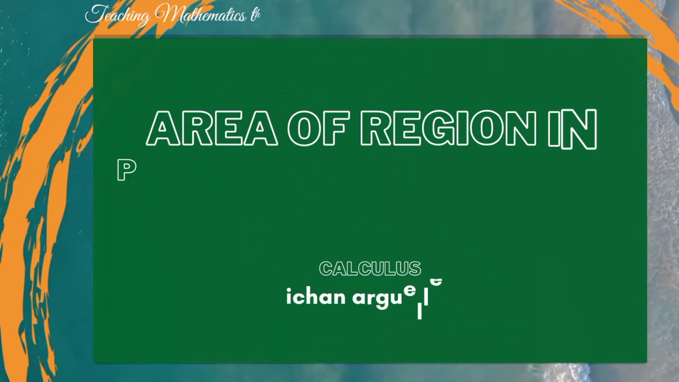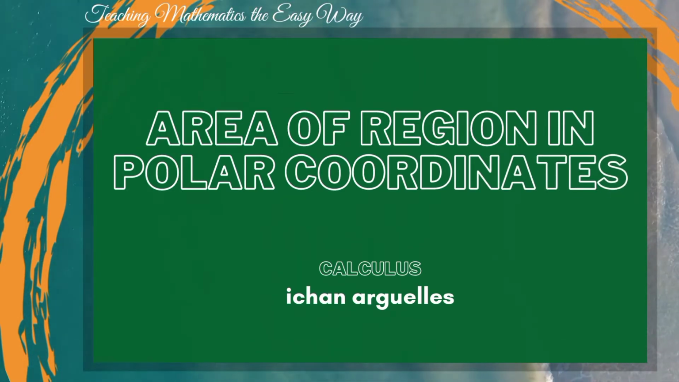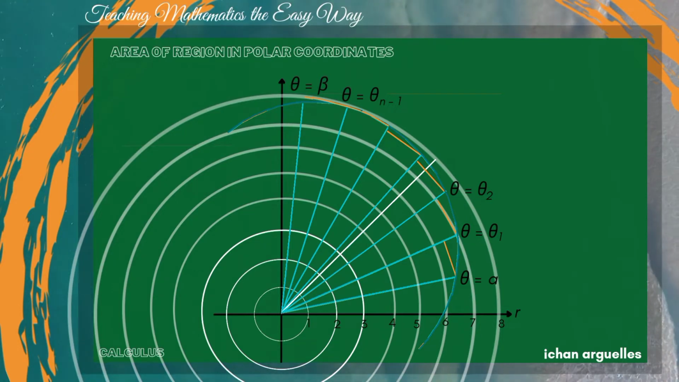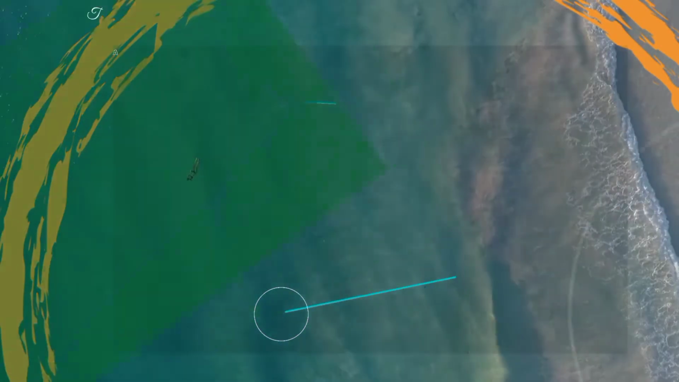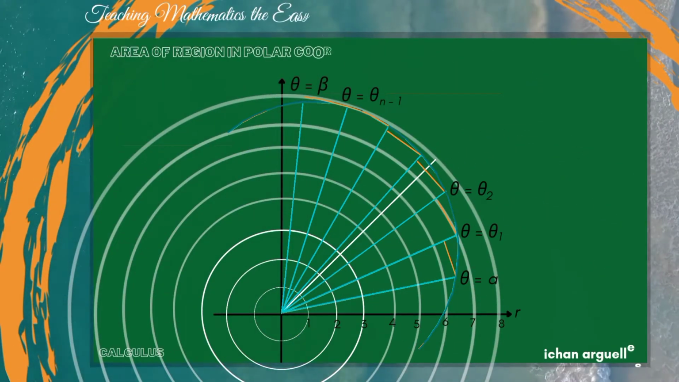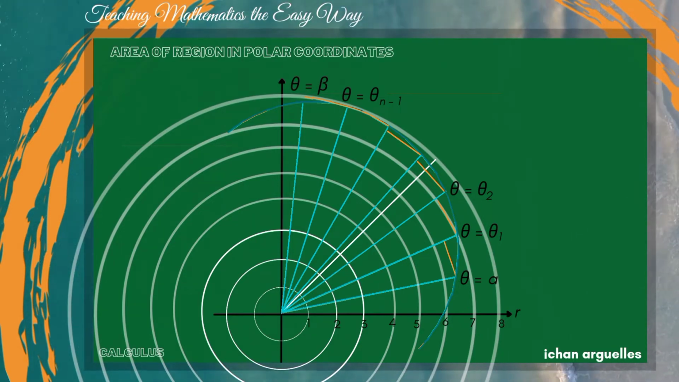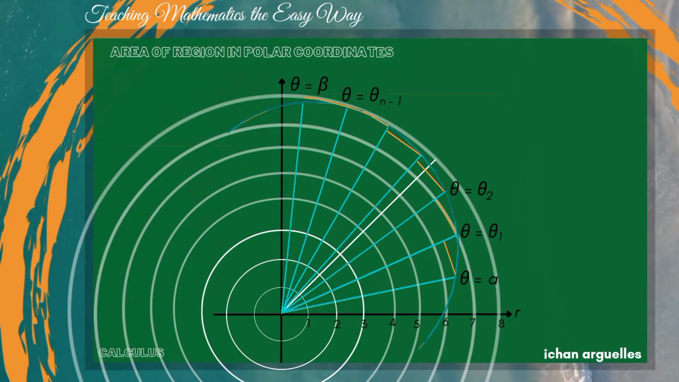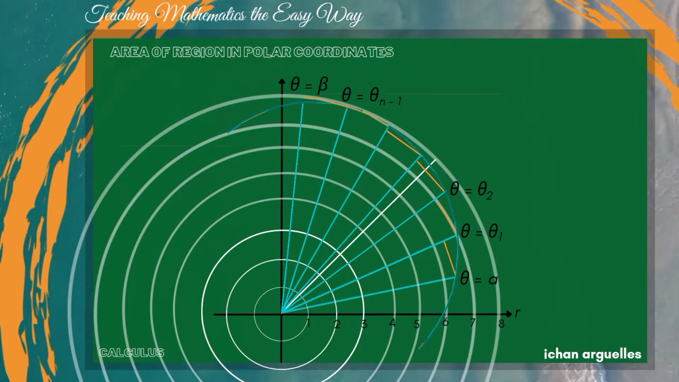Are you ready? Okay, now let's talk about area of region in polar coordinates. Now, we turn our attention to deriving a formula for the area of a region bounded by a polar curve. Recall the proof of the fundamental theorem of calculus used the concept of a Riemann sum to approximate the area under a curve by using rectangles. For polar curves, we use the Riemann sum again, but the rectangles are replaced by sectors of a circle.